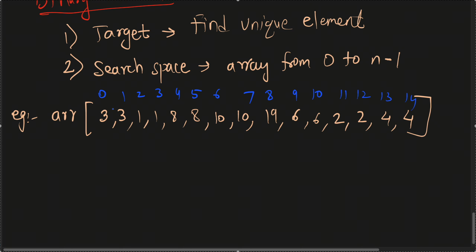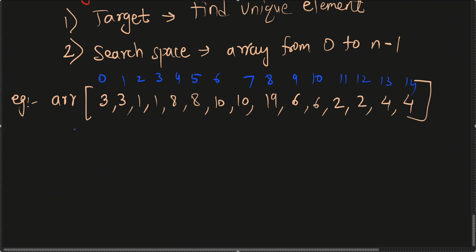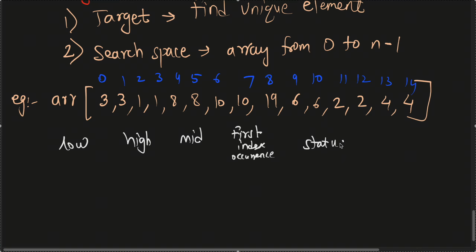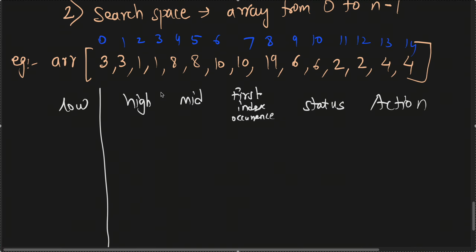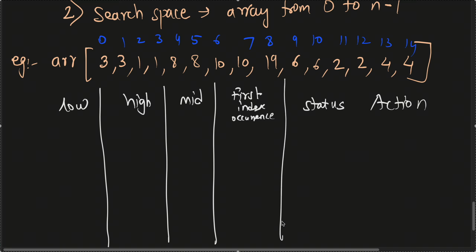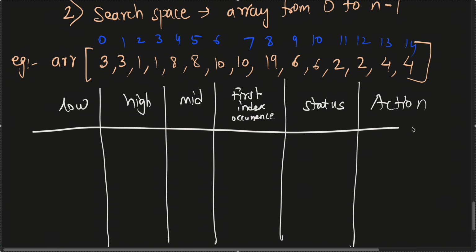So for binary search what we need are two pointers, low pointer and high pointer, right? For the dry run also we need two pointers, low, high, mid, first index occurrence, what is the status, whether it is even or odd, and then finally the action that we need to take, right? So let me draw the table and we will do the entire dry run for this example, right?